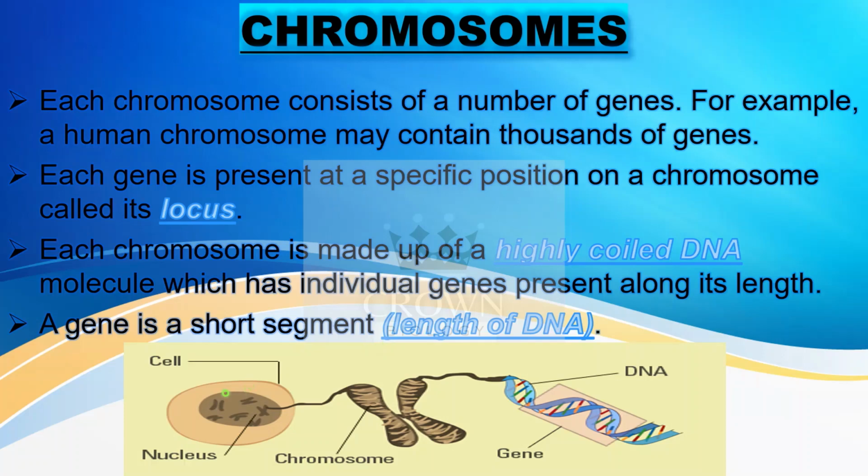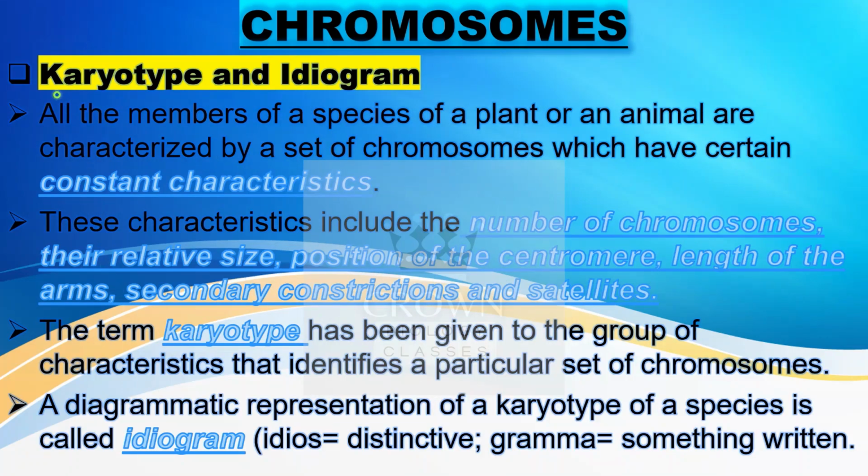As you can see in this picture, there is a cell in which nucleus is present and one of the chromosomes is enlarged, and this chromosome is having the DNA content in it. This is the DNA content, and this is a short segment of DNA which is termed as gene, and there is a specific position on this chromosome on which this gene will be present, and that specific position is known as locus. Now I will be discussing the topic, that is karyotype and idiogram.